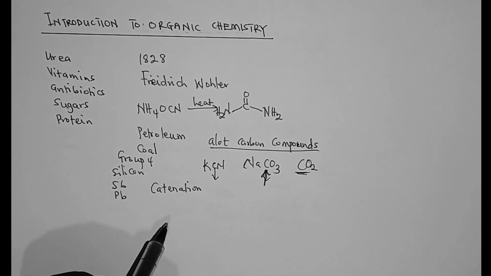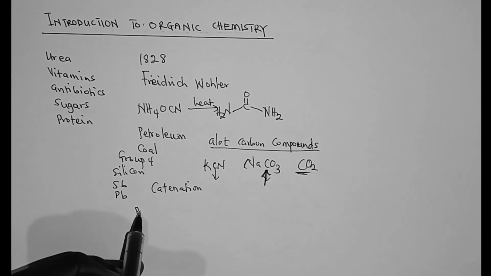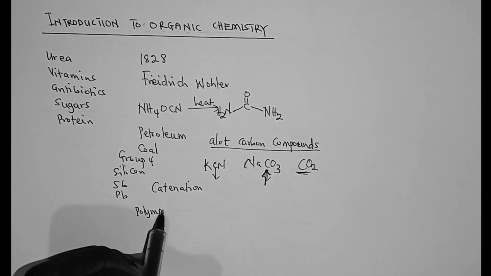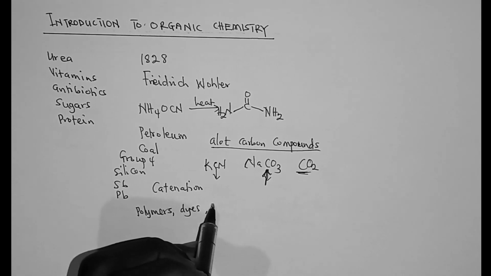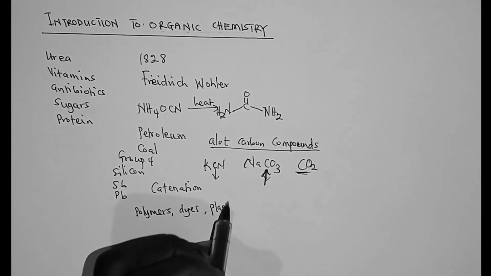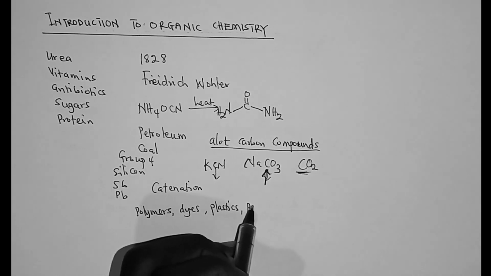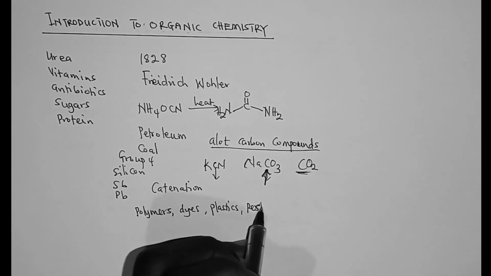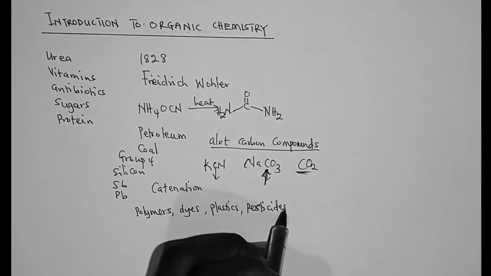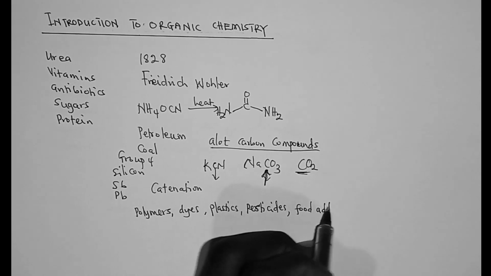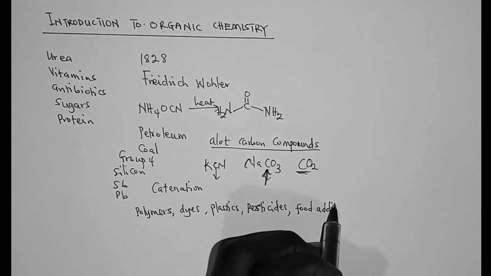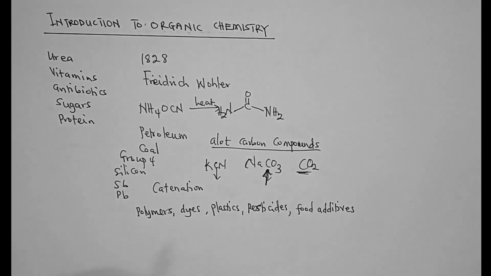Now, some of the products that we get from organic compounds are polymers. We also get dyes. We get plastics, pesticides, and then food additives. These are all products that we get from organic chemistry.